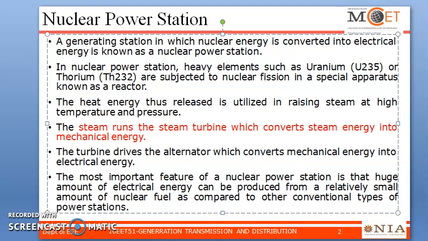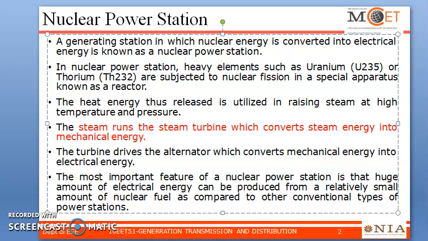Students, today we are going to see the topic of the nuclear power station. It is a generating station where nuclear energy is converted into electrical energy. Nuclear means the combination of neutrons and protons. By using these, it produces a high heat level. After that, the heat gases are converted into steam.